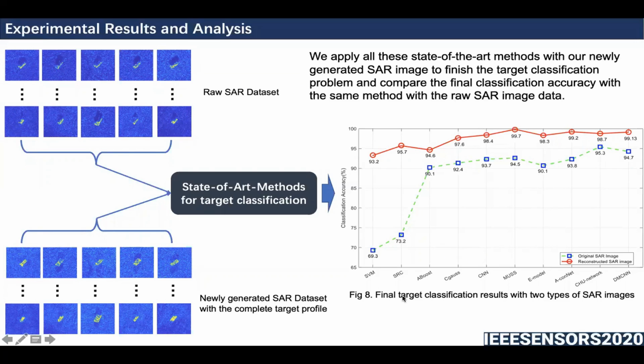The final target classification result with the two types of SAR images is shown in Figure 8, which shows that our proposed method really works. In every method for target classification, our proposed method with the reconstructed target did a great job in the final classification accuracy, with an average promotion of 14.7%, which is a very high improvement for the state-of-the-art methods in the target classification area.